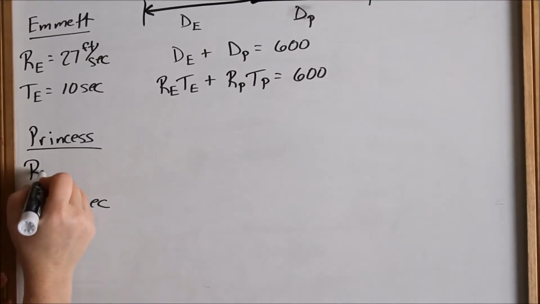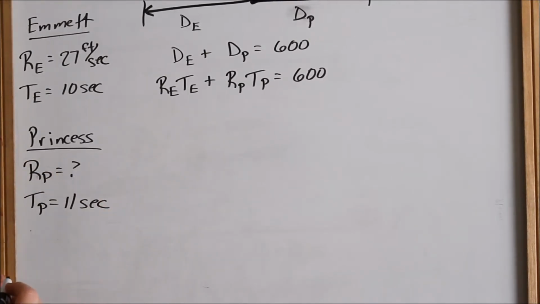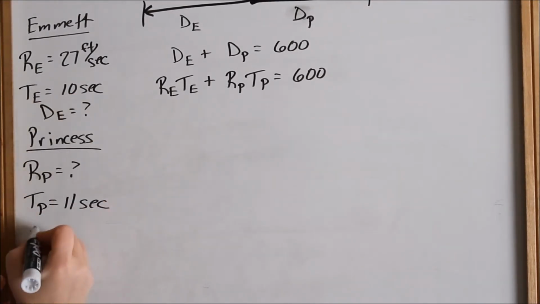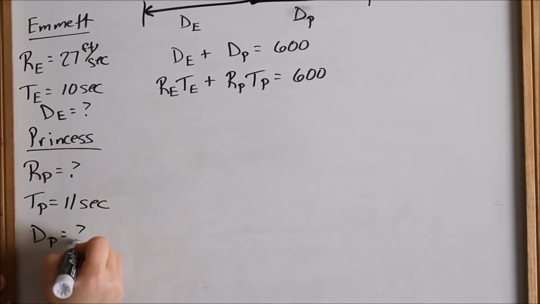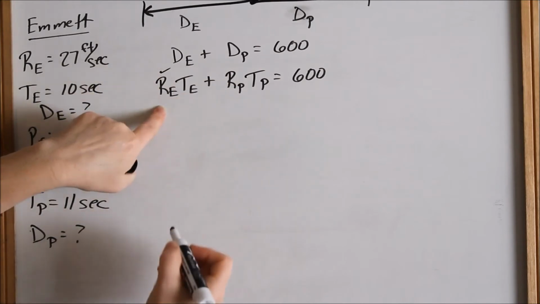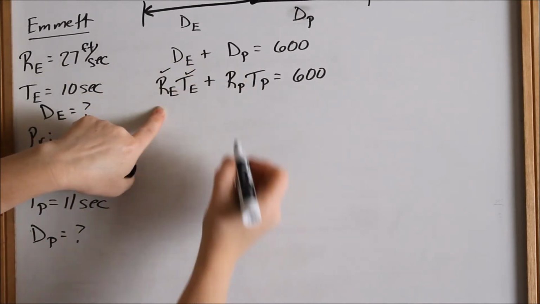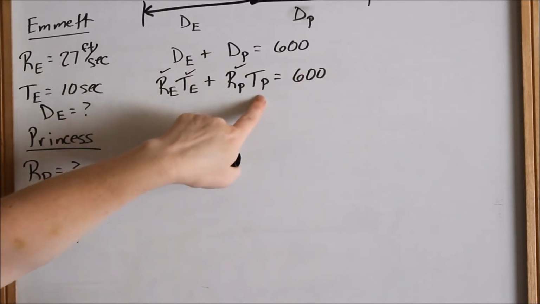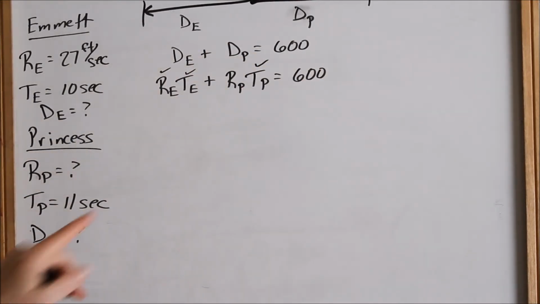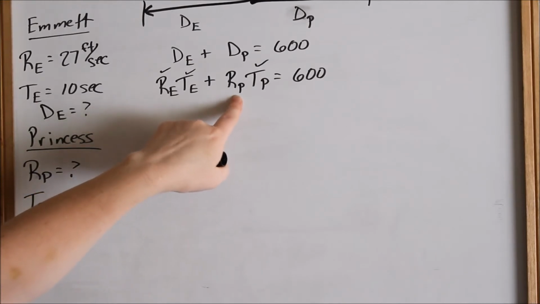Okay, so we don't know Princess's rate. That's one thing we're looking for. And then how far did each of them run? So we're looking for Emmett's distance, and we're looking for Princess's distance. So now let's go back to the formula that we wrote, and let's plug in what we know, okay? So I know Emmett's rate, I know Emmett's time, I know Princess's time, but I don't know her rate. That will be the only thing that I don't know.